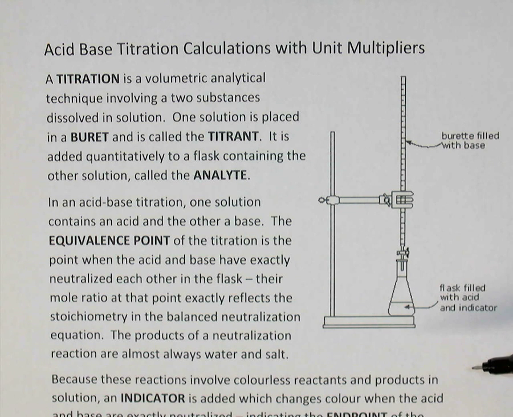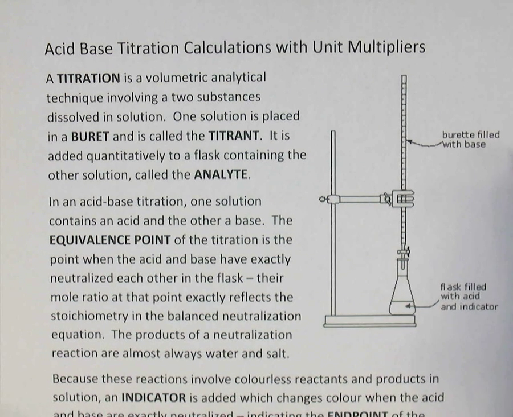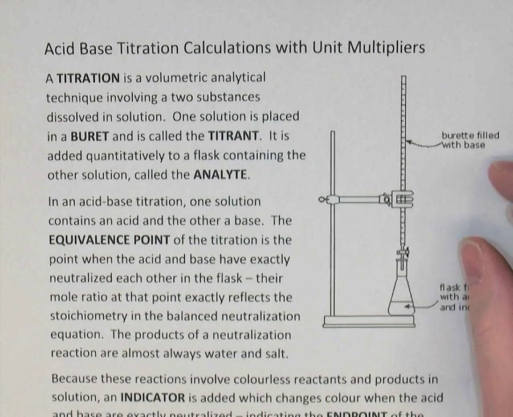Now, during the titration, we know that one substance contains an acid, the other is a base. The equivalence point is the point in the titration where the two reactants have exactly neutralized each other in the flask. So the mole ratio in the flask at that point is exactly the same as the stoichiometry in the balanced neutralization reaction. So if they react in a 1-to-1 ratio, then at the equivalence point you'd have equal moles of acid and base in the flask. If it's a 2-to-1 ratio, then one of them is going to be twice as many as the other in the flask in terms of mole ratio.